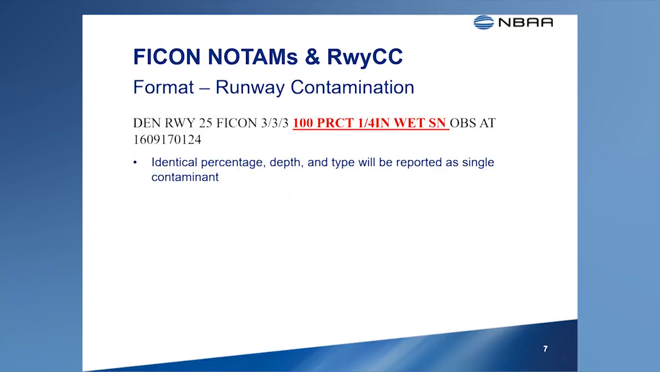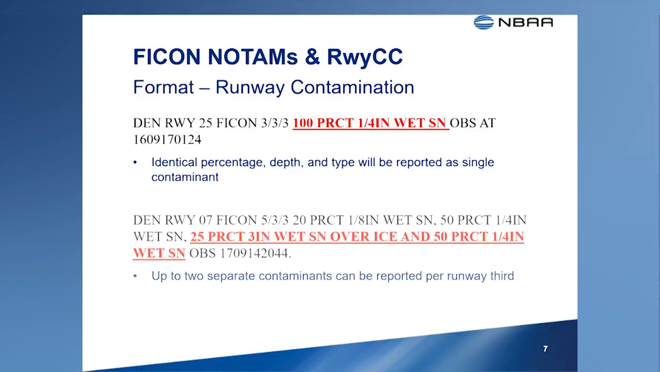If the observed conditions are the same along the entire runway, the field condition NOTAM is abbreviated to show only a single contaminant type and depth. Up to 2 separate contaminant types can be reported for each runway third. The two contaminants are tied together by the word "and." The runway condition code assigned is based on the worst contaminant type and depth observed, since this will have the most critical impact on airplane performance.